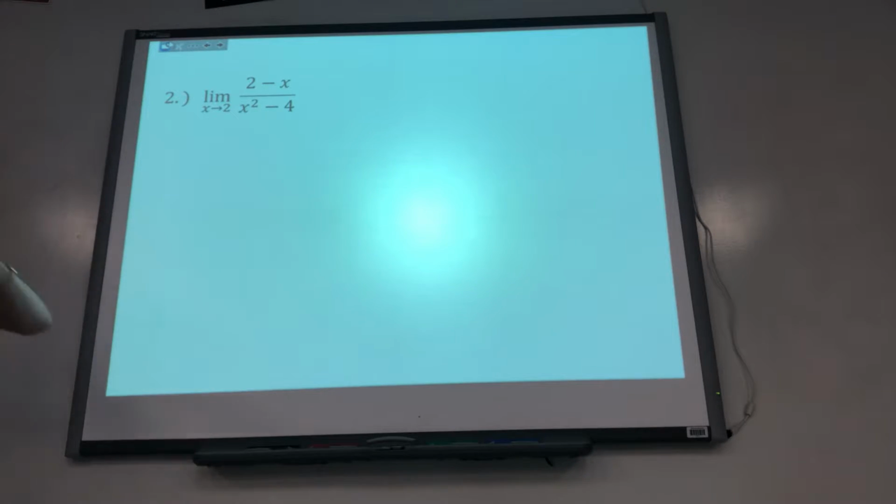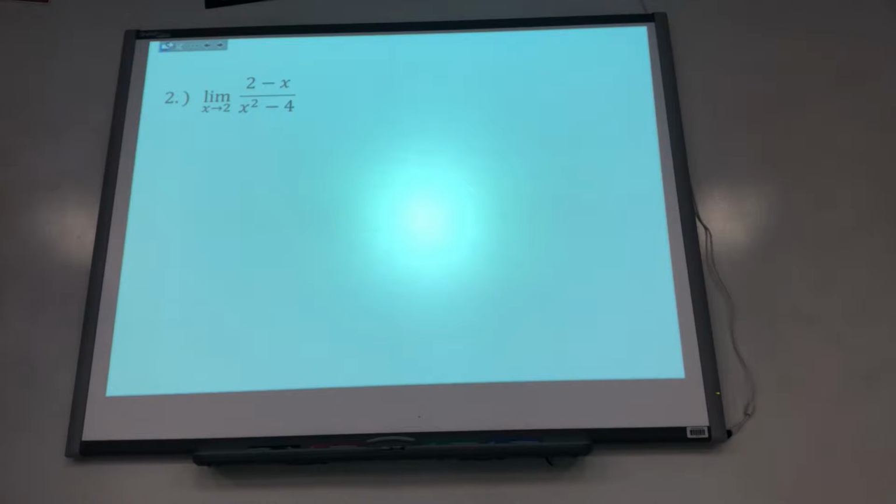Let's keep going. Example 2, we're finding the limit as x approaches 2 of 2 minus x all over x squared minus 4.